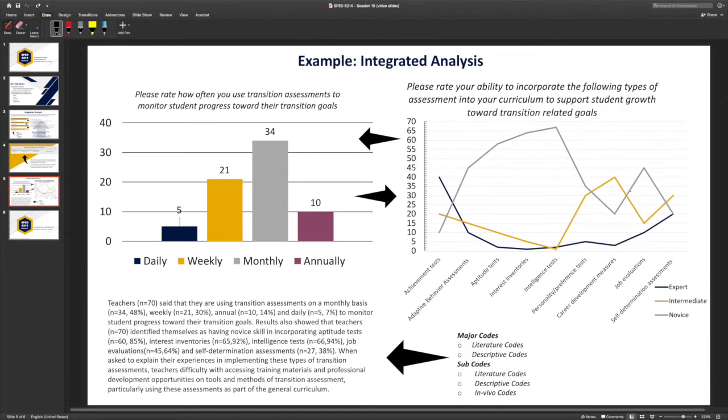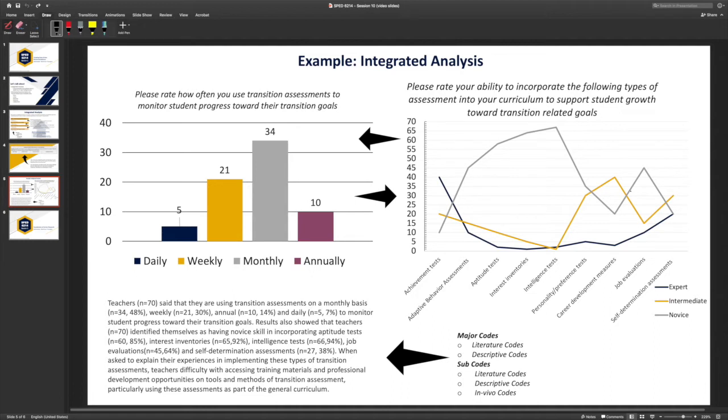So here's an example of an integrated analysis that follows this step-by-step process we just talked about and walked through. In this example, I have a Likert or ranking question that ranks how often one specific evidence-based practice occurs. In this case, it's a transition assessment. I also have results from a multi-grid ranking question that has assessed practitioner ability to incorporate these multiple types of assessment into the curriculum as they support student growth towards transition-related goals.